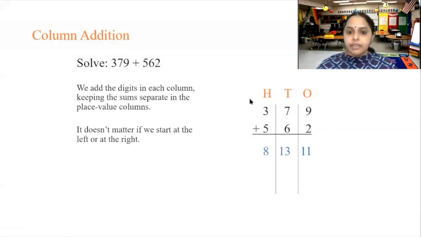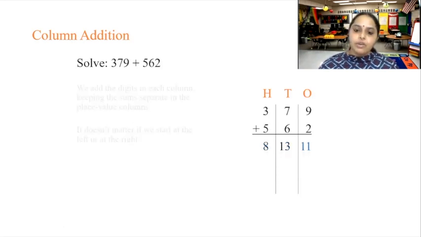So first, what did we do? 9 plus 2, 11 written, 7 plus 6, 13 written, 3 plus 5, 8 written. But in the ones place, can we write a 2-digit number? Can we write a 2-digit number in ones place? Or can we write a 2-digit number in tens place? No, we cannot write like that. So this is actually not the right way. Let's see what we are going to do next.